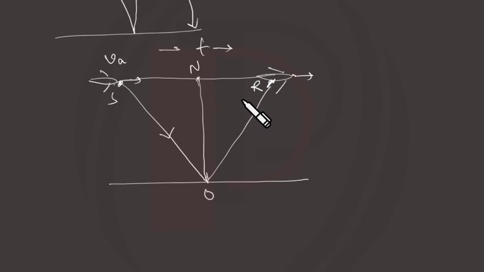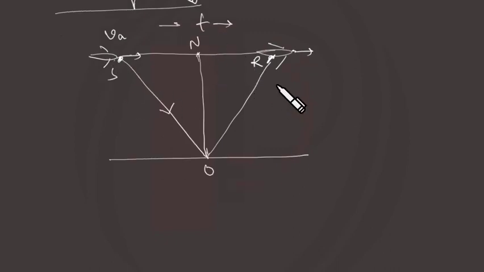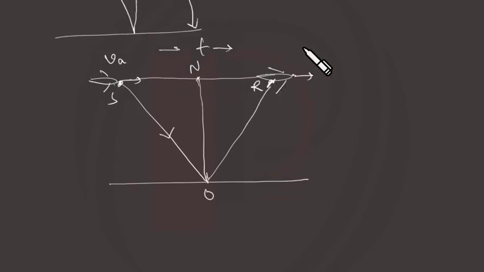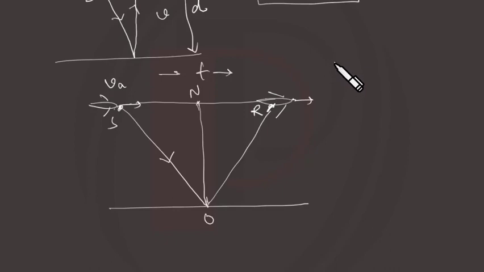In this case, after time t, the aeroplane receives the signal. So in time t, how much distance does the aeroplane move? The aeroplane moves the distance SR, which equals SN plus NR. Therefore, SR equals the velocity of the aeroplane times time t.